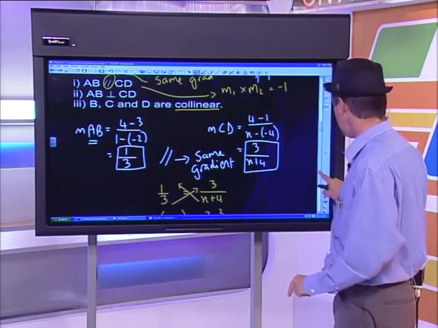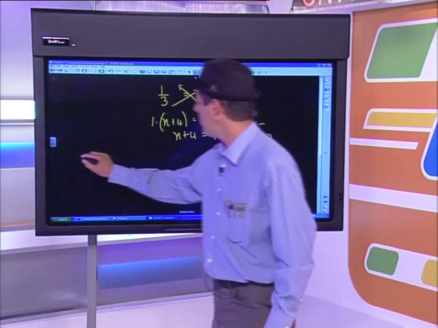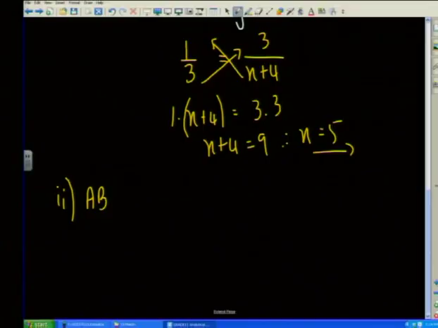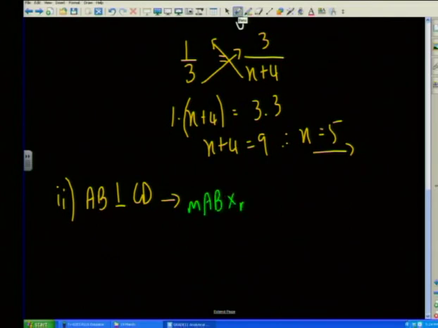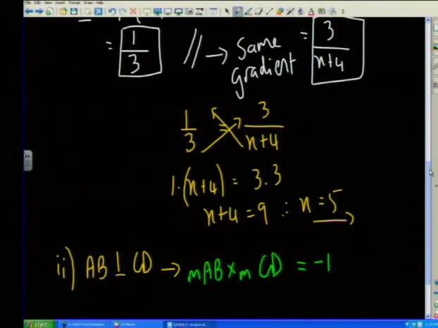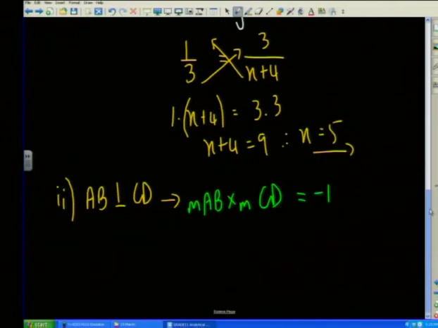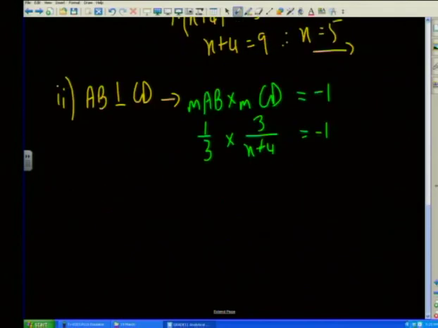So we know that if AB is perpendicular to CD, so for part 2, they said that AB is perpendicular to CD. What that means then is if I take the gradient of AB and I multiply it by the gradient of CD, that answer is negative 1. Now don't start again, because the gradients were calculated earlier on. So the one gradient is a third and the other gradient is 3 over x plus 4. So it's 1 over 3 multiplied by 3 over x plus 4, and that whole thing is equal to negative 1. And again, I'm just going to be solving an equation.